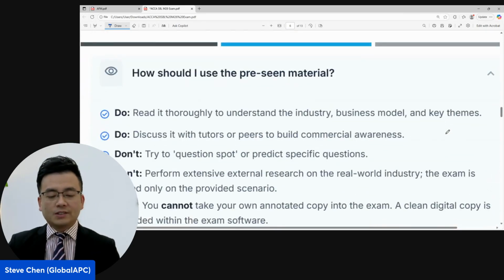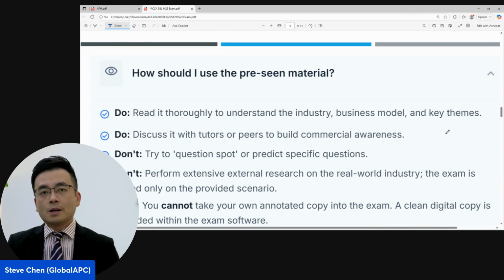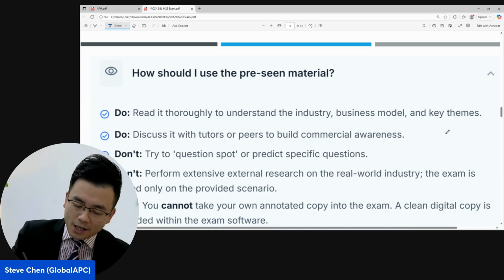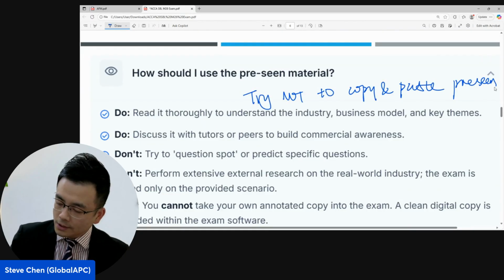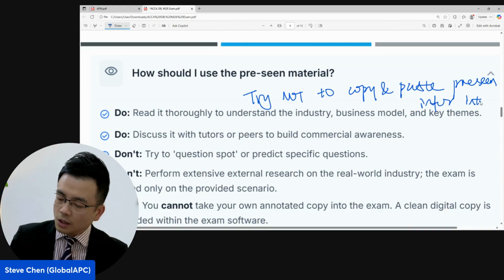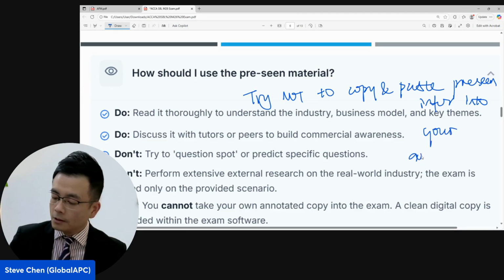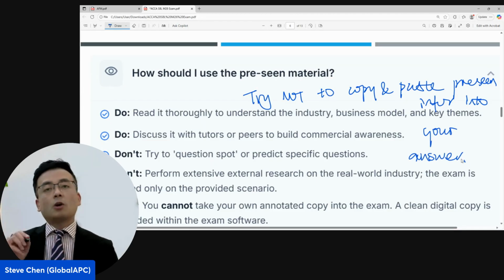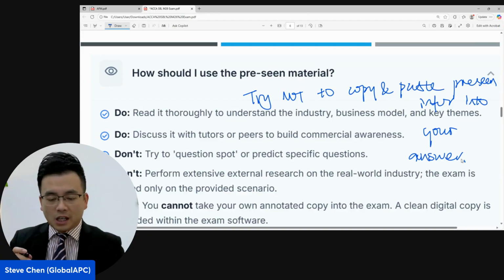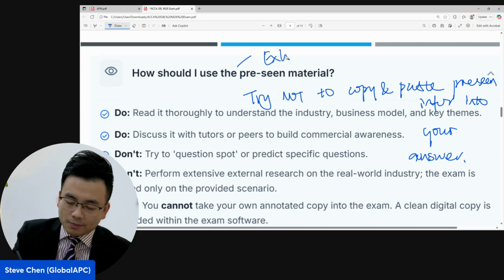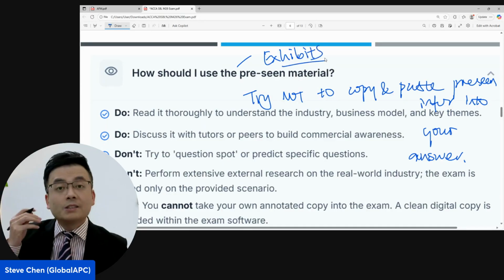Now, the next question is, how should I use the pre-seen material? Well, here is the trap. In your answer, try not to copy and paste the previous information. Do not do it. In other words, do not copy and paste the previous info into your answer on the exam day, because the only focus in your answer should be the exhibit. Please bear this in mind.